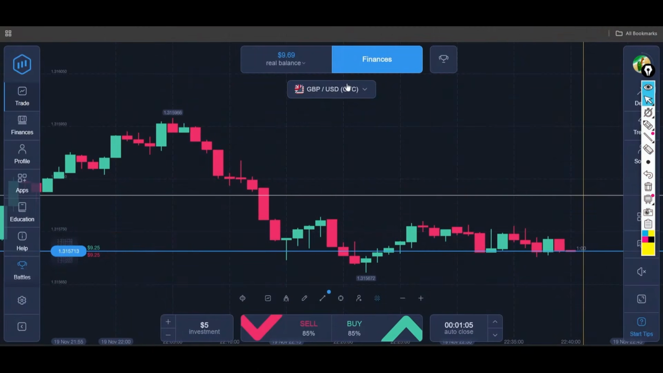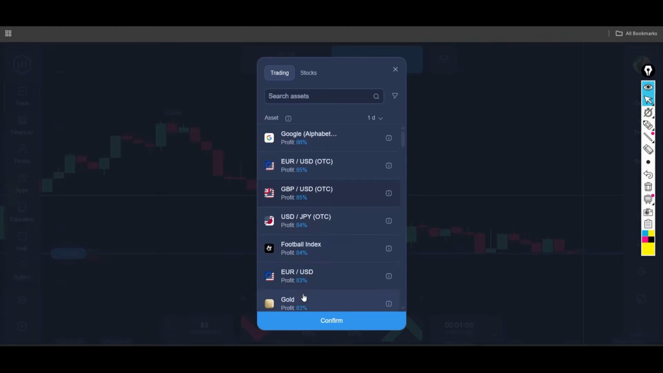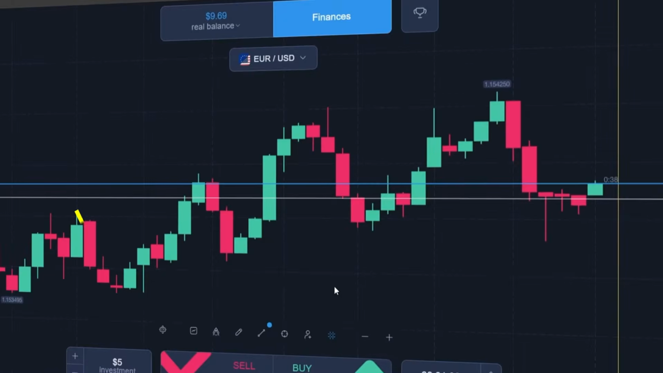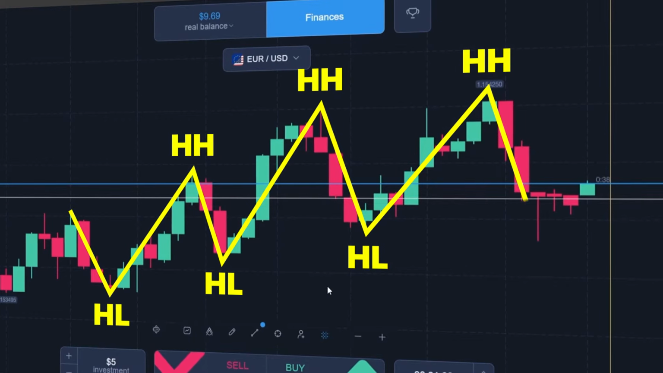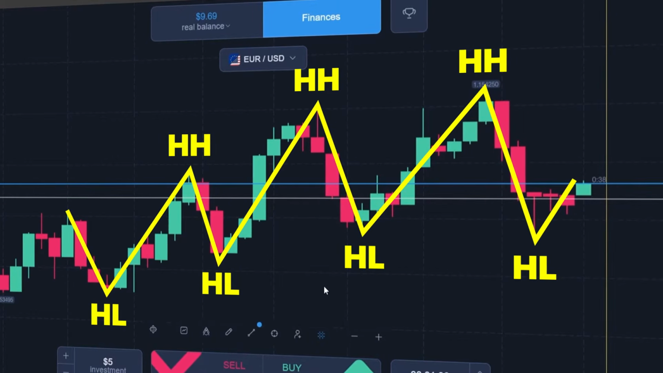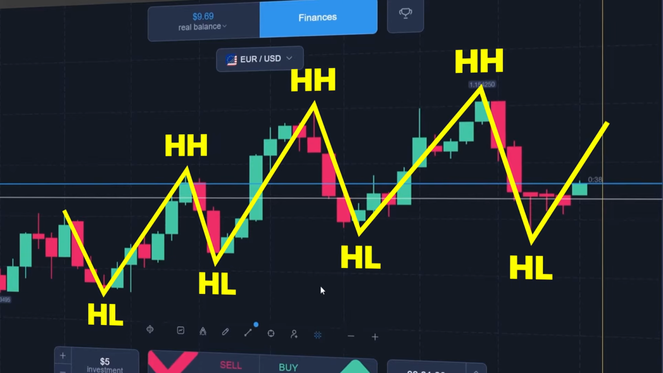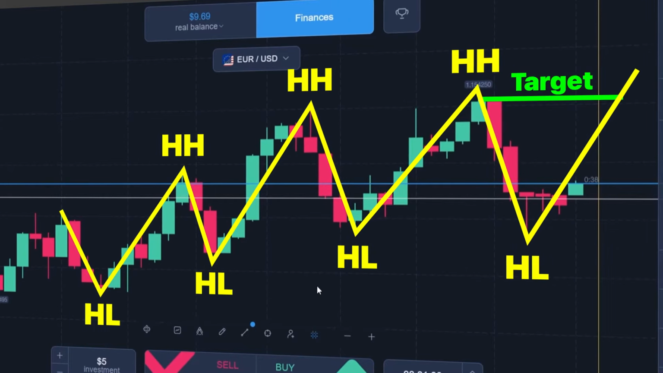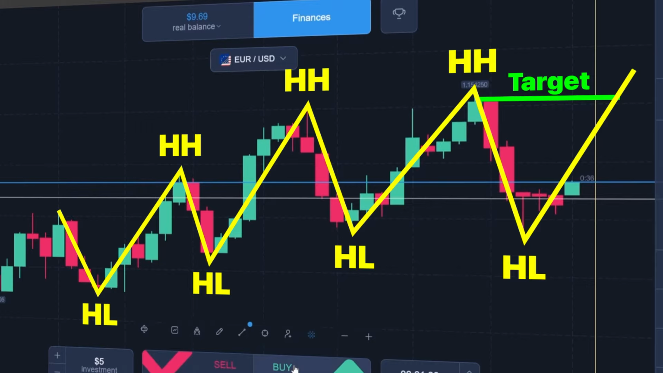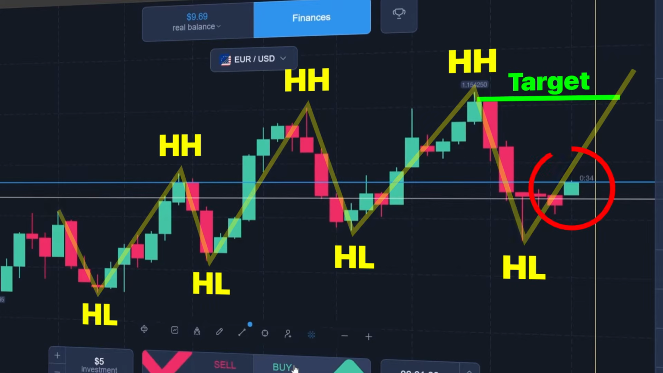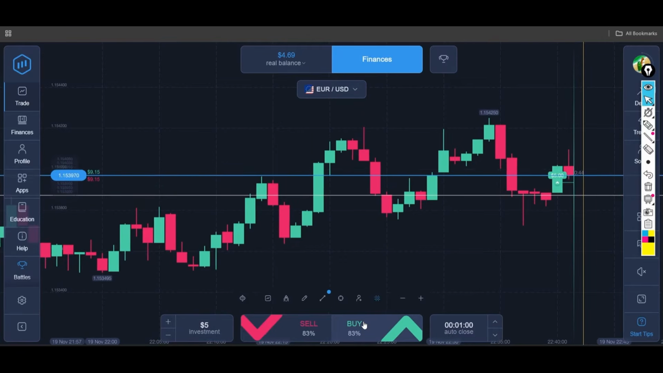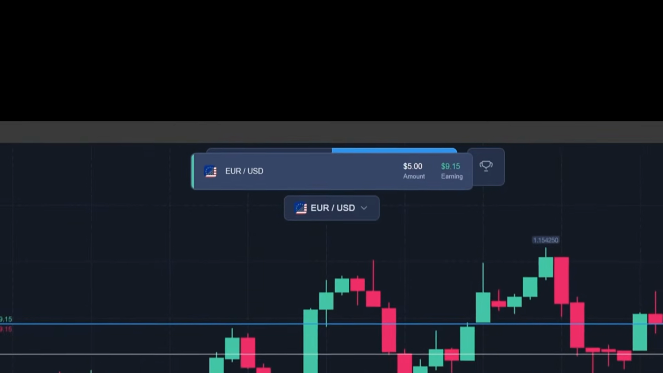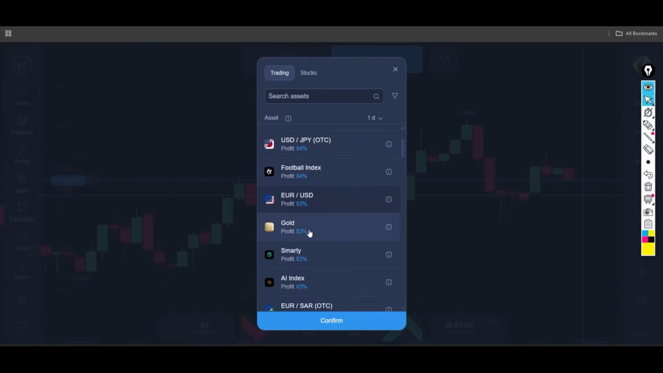Now let's go to the EUR/USD market. By looking at the continuous higher highs, we can say the market is in an uptrend. In a market like this, the price will almost always reach the previous higher high. So, I will place a $5 buy trade on this high low. Another $4 profit. After a while, I switched over to the gold market.